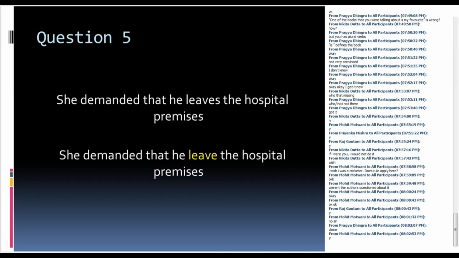She demanded, subjunctive mood, she demanded that he leaves the hospital premises. Because it is subjunctive mood, we'll have to use a plural verb, not singular. She demanded that he leave the hospital premises.